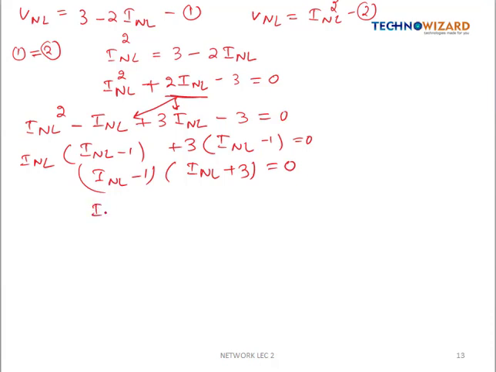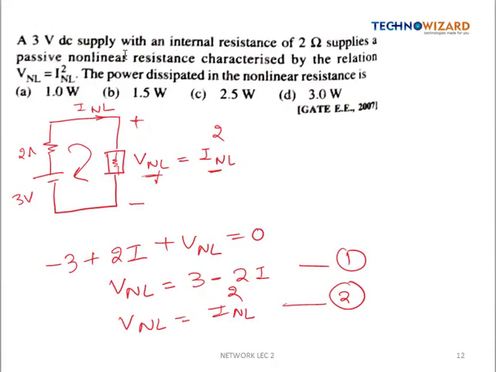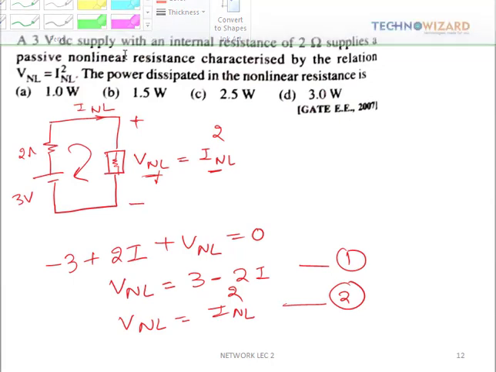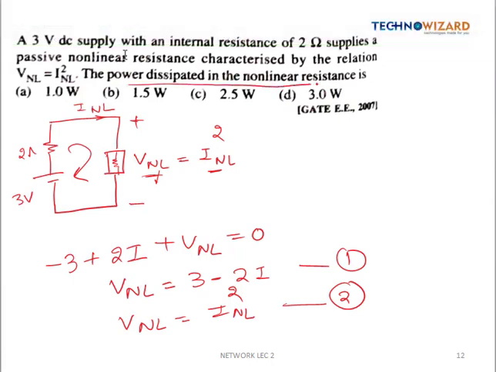So from here I will get the value of INL as 1 and -3. So we can calculate the value of VNL. VNL is equal to INL square, okay? So 1 square is 1 and (-3) square is 9. Now we need to calculate the power dissipated in the non-linear resistance, okay?